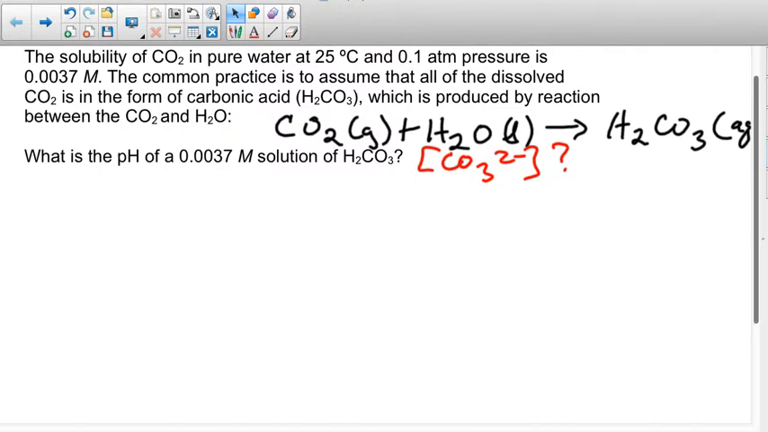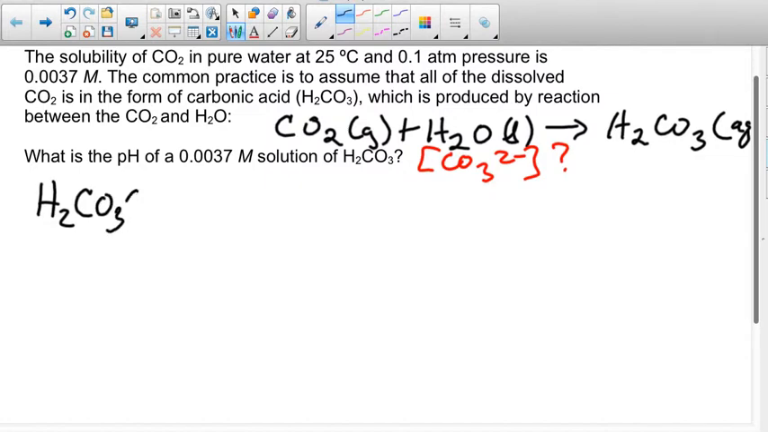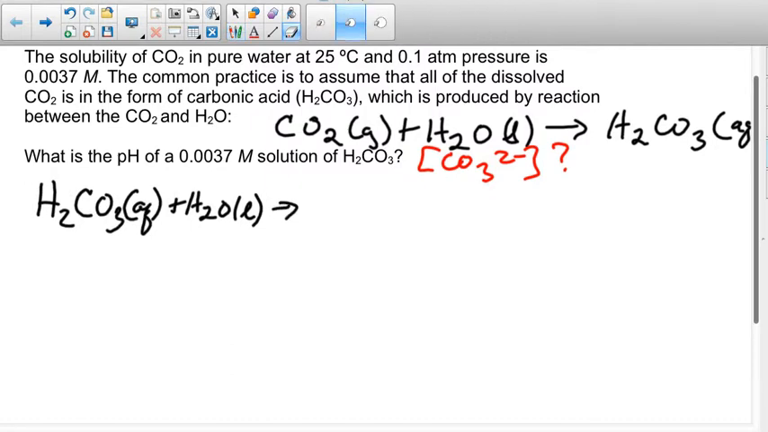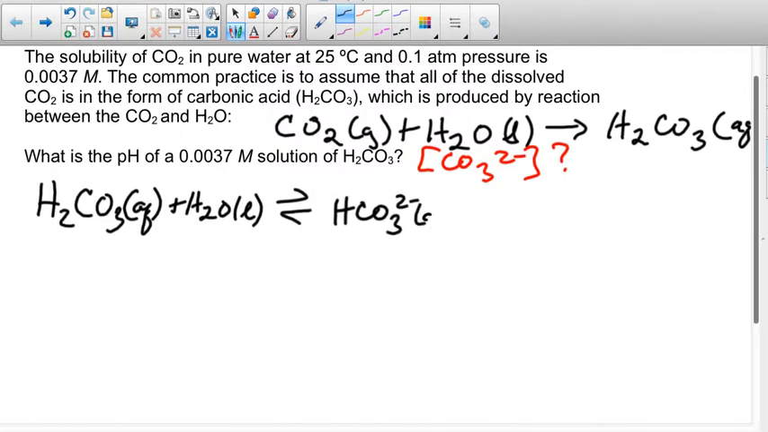And really, when we think about a diprotic weak acid, we are actually having two equilibrium systems. The first one, we would have carbonic acid plus water, with an equilibrium arrow, giving the hydrogen carbonate ion and the hydronium ion.